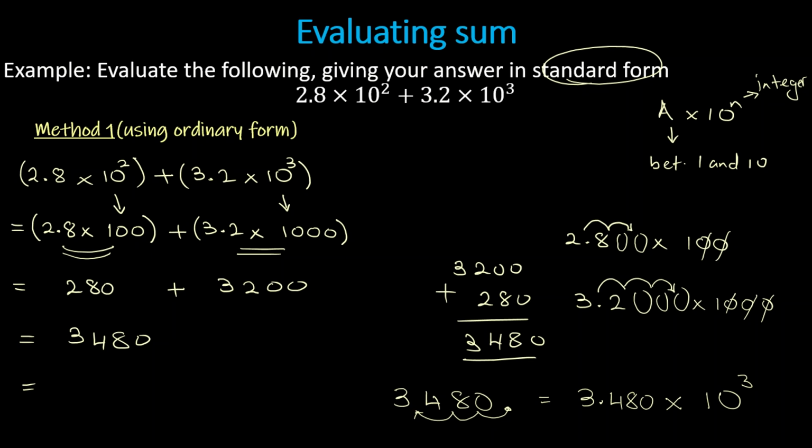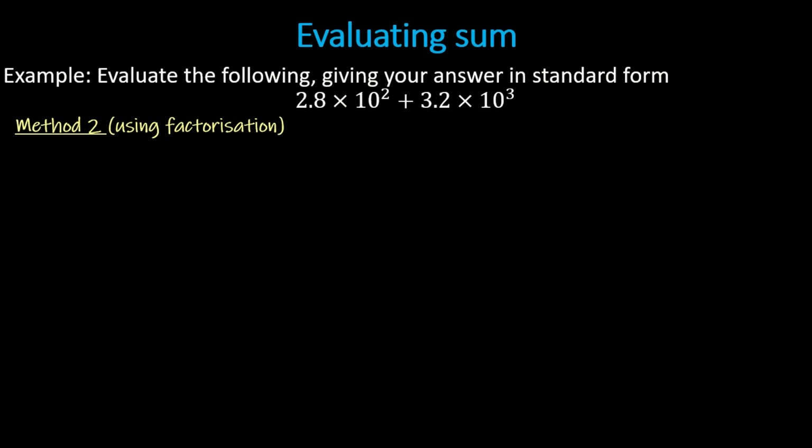So this is the answer, 3.480 times 10 to the power of 3, right? So here we have used ordinary form to evaluate this sum, right? Now there is a second approach to this question. It's by using factorization, right?